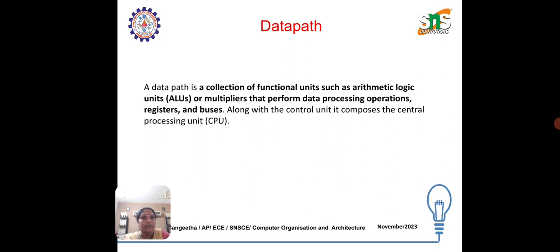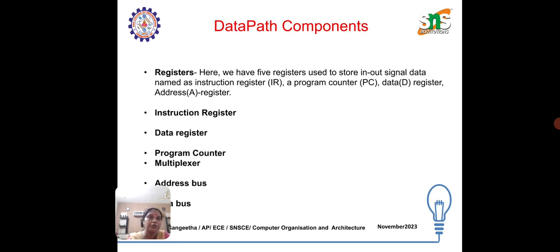The first one is the data path. A data path is a collection of functional units that is organized in a manner to execute an instruction. It comprises the arithmetic logical unit, buses, multipliers, and registers. All these components are used to perform data processing operations. To execute an instruction, not only is the data path designed, it also requires control signals. Along with the control unit, it composes the central processing unit.